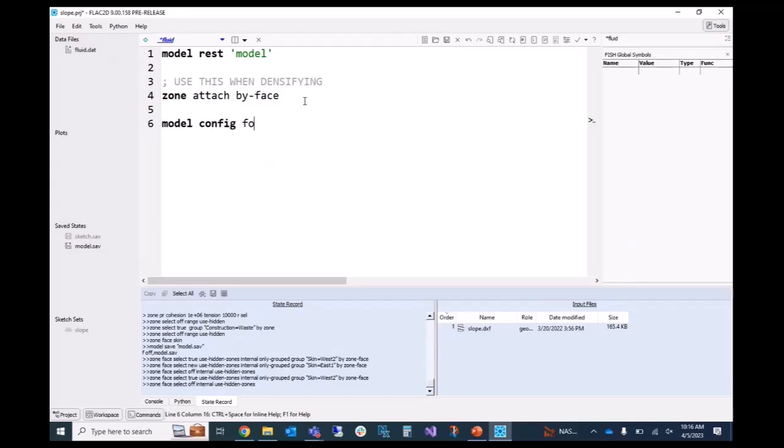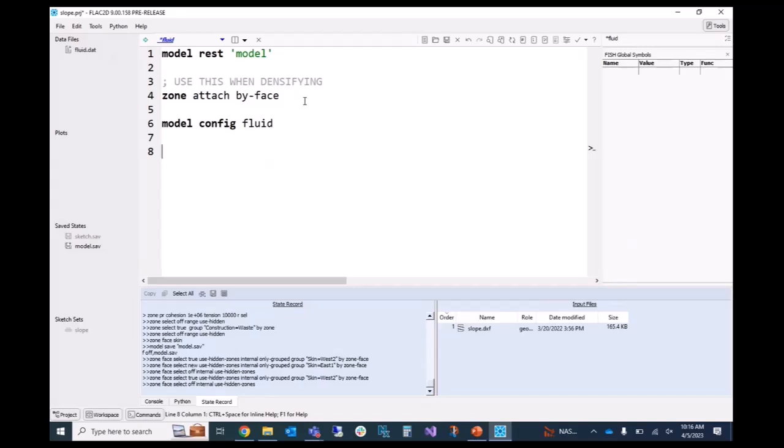Model config fluid. So this just sets up all the zones to be able to take some extra properties like permeability and porosity and so on.